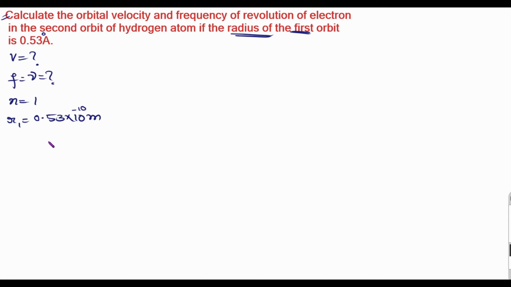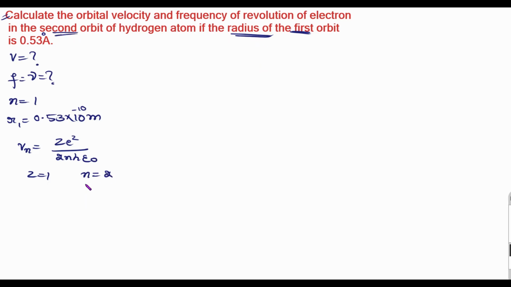See here, we already know that from Bohr's postulate, we have done the derivation in the other videos. The velocity in the nth stationary orbit is written as Z e squared divided by 2 n h epsilon naught, and Z for hydrogen is 1. Okay. For the second orbit, n is equal to 2. The question is related to the second orbit.